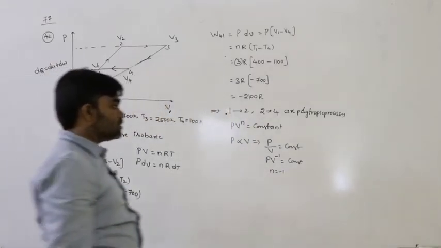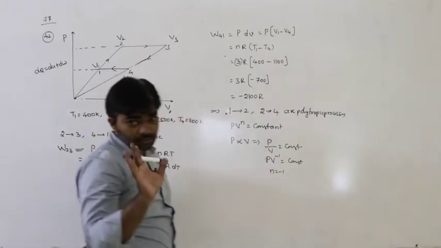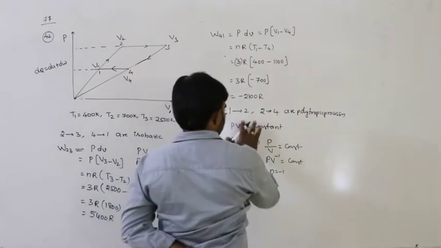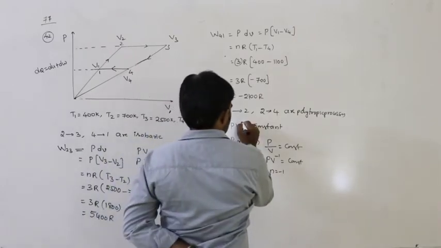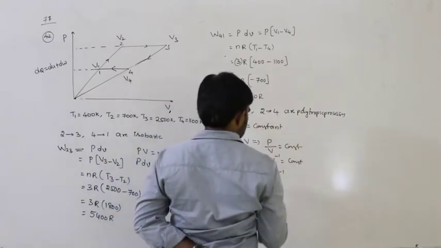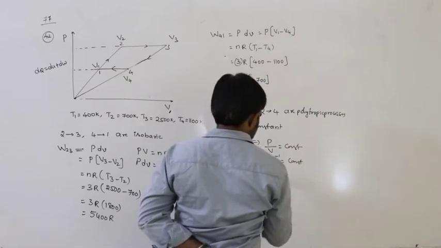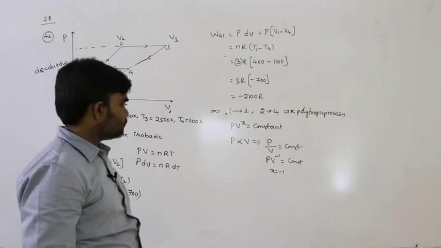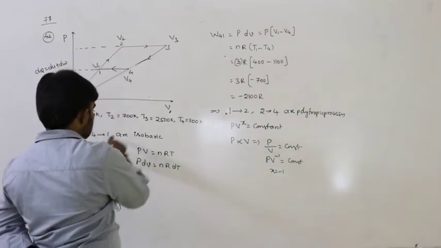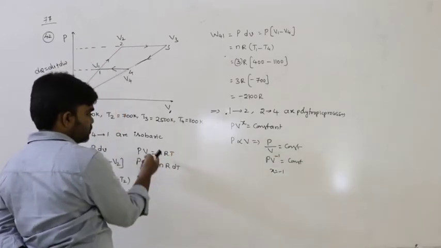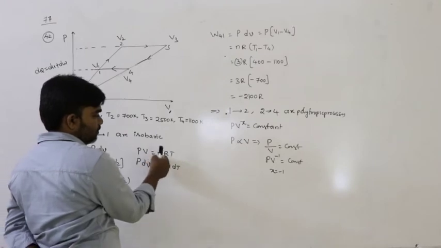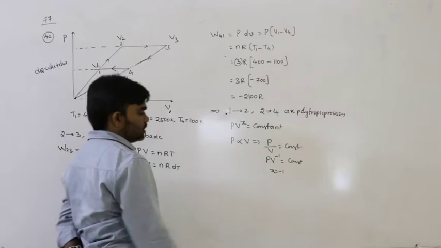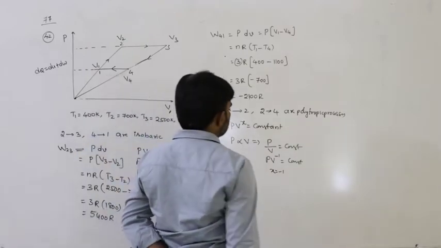PV^n equals constant, where n is not the number of moles, remember that. So let us say for our convenience some x, let us say it is x or y, whatever it is, because you may get confused: in PV = nRT, n is the number of moles, but here it is just the power. So that is the x value here, it is equal to 1.